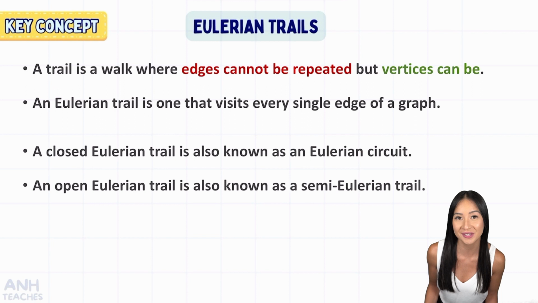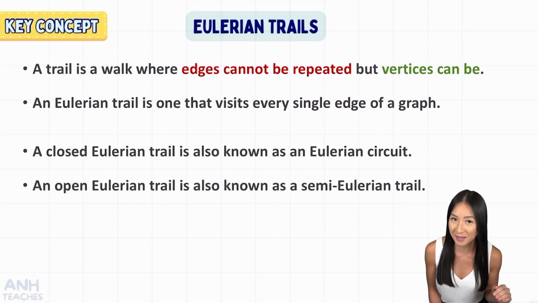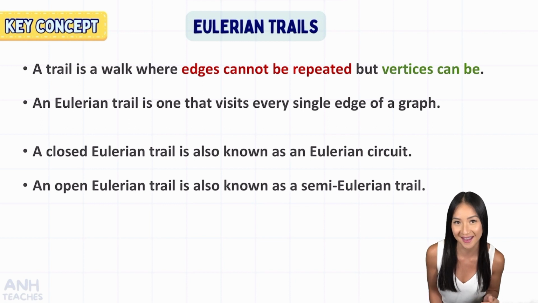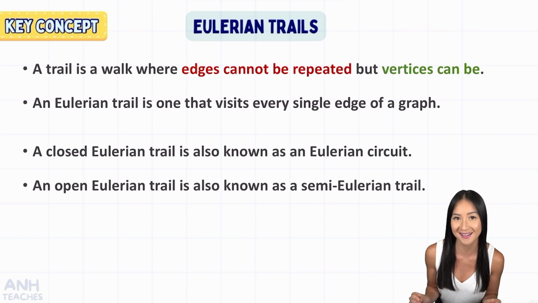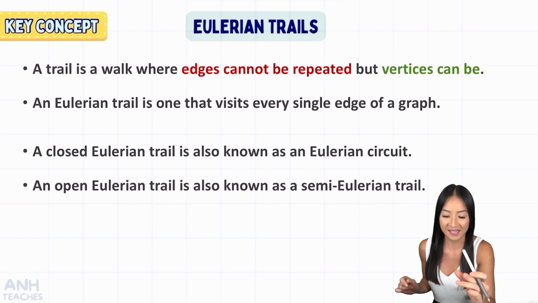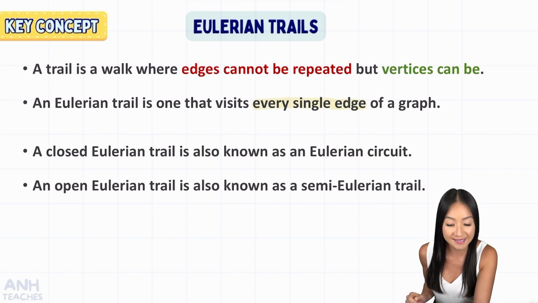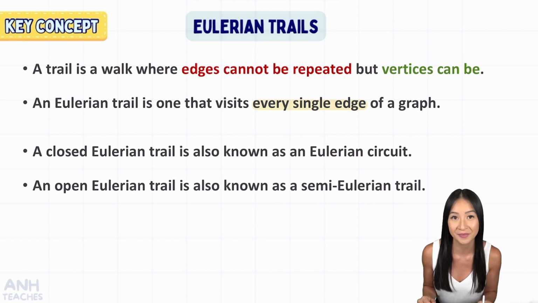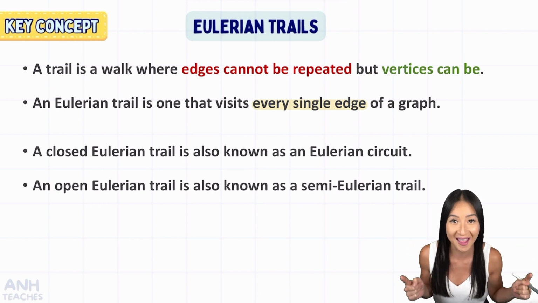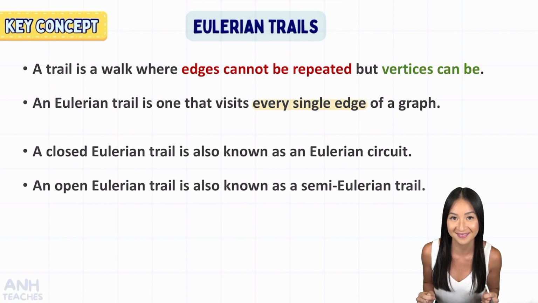I will remind you that a trail is a walk where edges cannot be repeated, but vertices can. And the new but very important concept for today is that a trail is Eulerian if it visits every single edge of that graph, okay? This is really important. A trail is Eulerian if it visits every single edge of that graph.